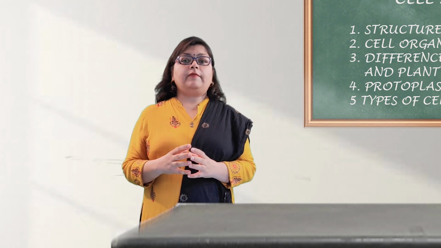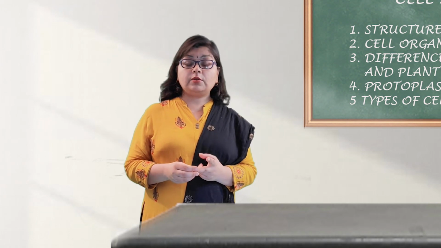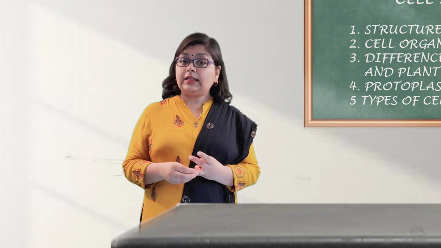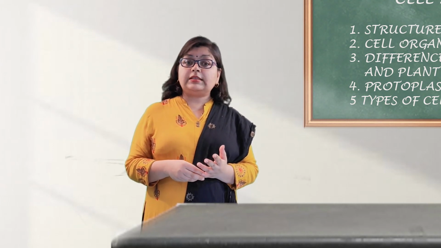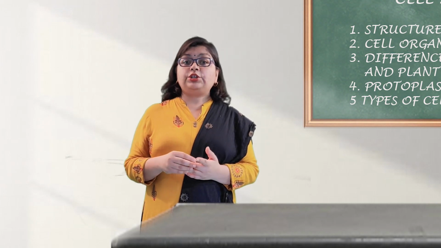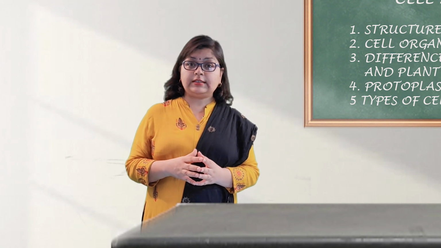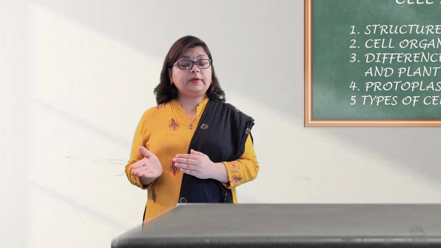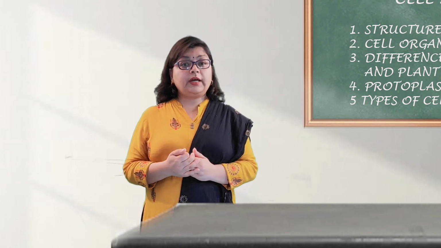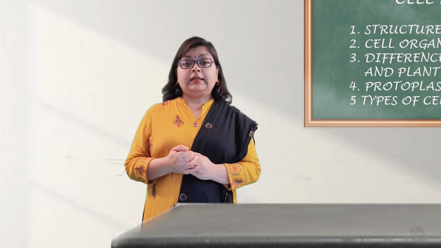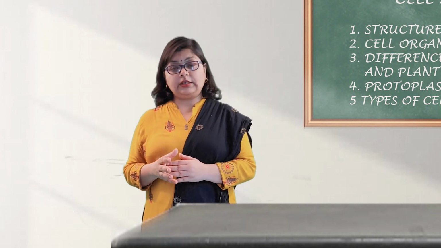Just to sum up, we have studied in this chapter what is a cell, we have studied the discovery of microscopes, then we have studied about the cell theory, we have studied few aspects of cell like how numerous the cells are, how small the cell is, then the shapes of the cell. Then very importantly, we have studied the structure of a cell and also the difference between the plant cell and the animal cell. Then we have studied about the protoplasm, what is protoplasm. Then there are two types of cells, that is eukaryotic cell and prokaryotic cell.